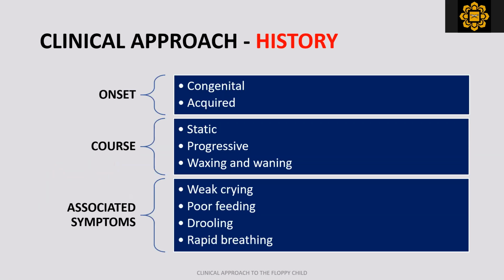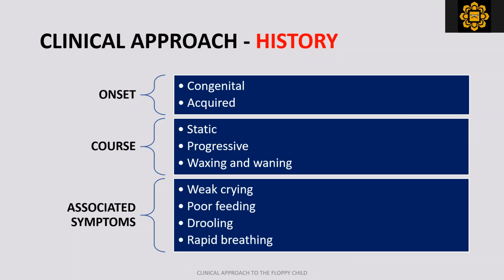So in the history, we ask about the onset of the weakness and the hypotonia. We ask whether it presented during birth, immediately after birth, or later in childhood, later in infancy, I would say. So if it presented immediately after birth, maybe it's a congenital cause, whereas those who presented later in infancy, maybe it's an acquired cause. And lastly, we also ask about the course of the hypotonia or weakness. So the course usually can be indicative of what the cause could be.